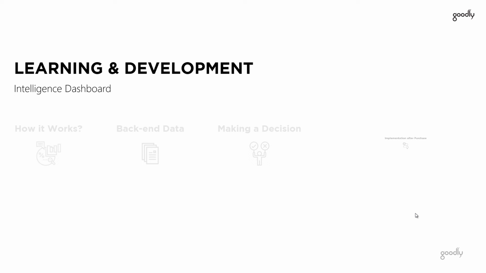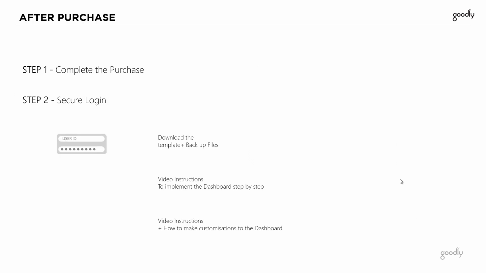All right, now let's just move on to the fourth part. How do you implement this after you make a purchase? After you complete the purchase, you will get a secure login. You will have a user ID and the password, and that is where all the material, all the dashboard, all the videos are going to be stored. What you'll exactly get is a template, the Power BI template, which I just showed you as a Power BI file, which you can open, and you can also get the backup files, which is where you can store the new data, your organization's data, and replace my data.